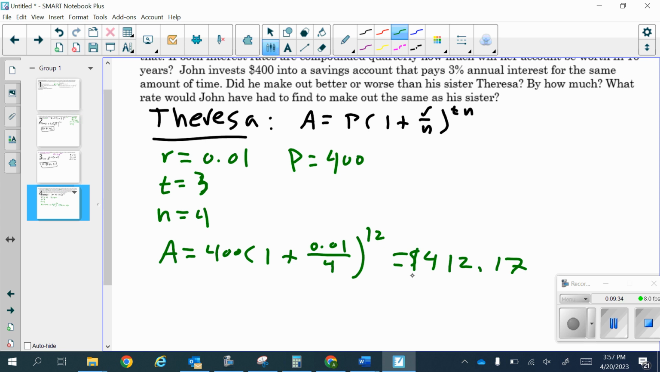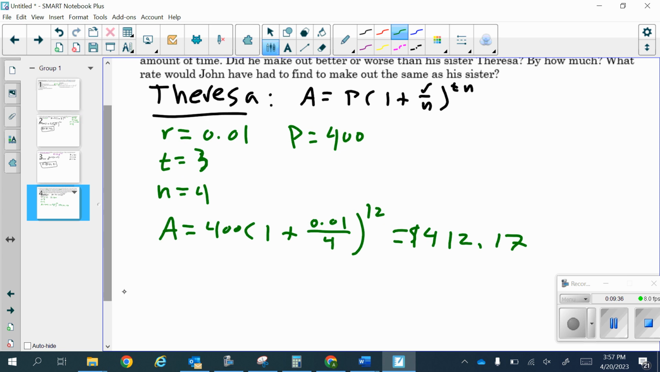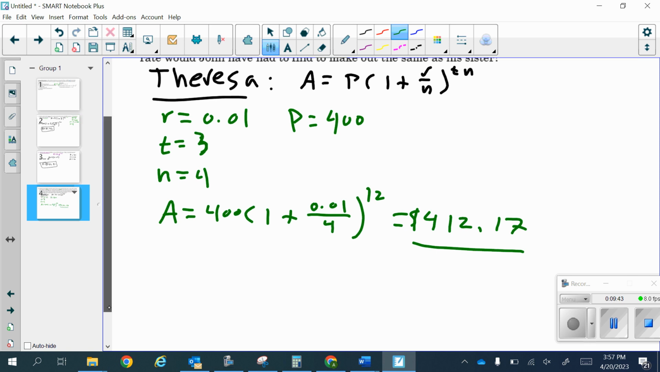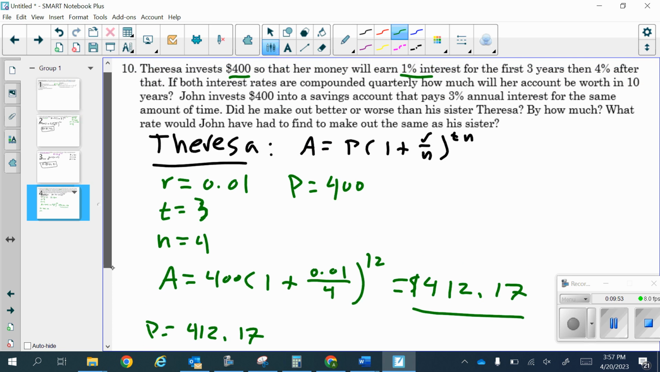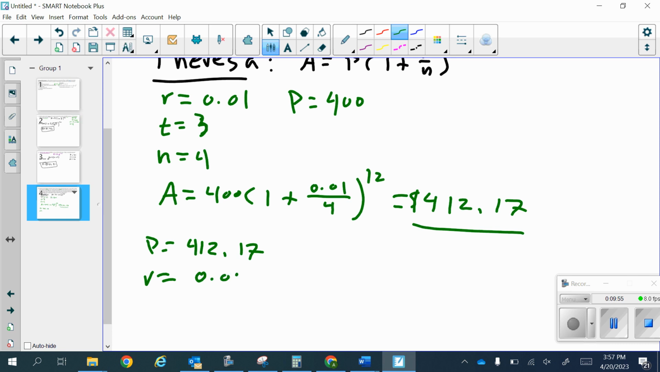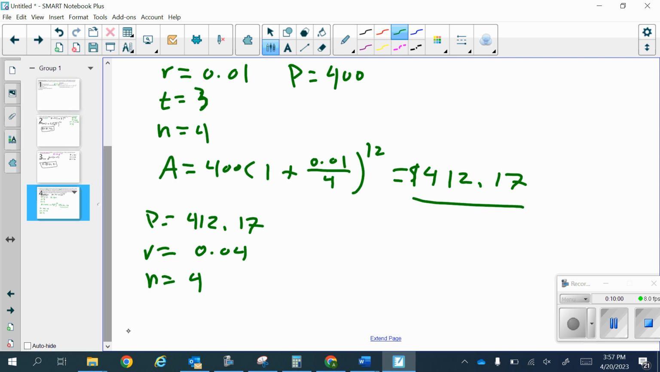I want to know how much she has after 10. But I need to figure out this amount, because this is what's getting compounded or gaining interest on for the next 7 years. So for the next 7 years, her new principal is now $412.17. Her new rate is 4%, so 0.04. She's still compounding quarterly, and this time, we're going to be doing it for 7 years.